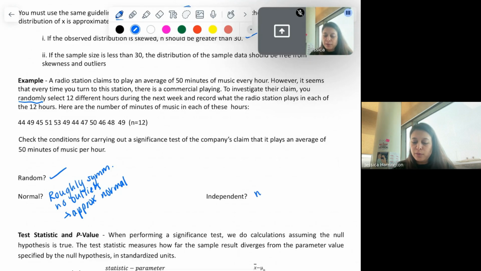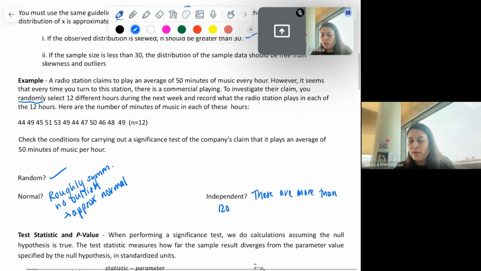And then if it's independent, we need to check that n is less than 10% of the population. That's what I'm trying to write. Okay, so do we think that we can say, I'm going to write our same thing, safe to assume. Actually, it's not safe to assume. There are more than 120 hours in a week of music, right? We don't have to assume. We're only doing 12 hours. 12 times 10 is 120. There are more than 120 hours in a week. Because we're using a week.